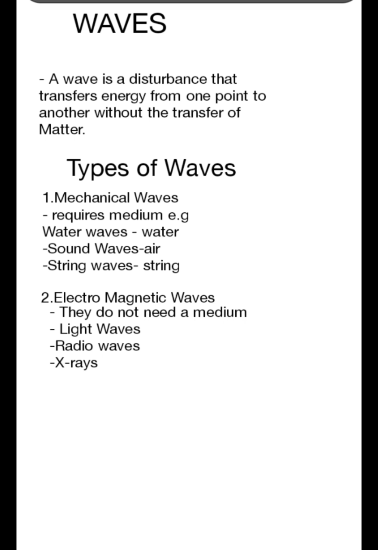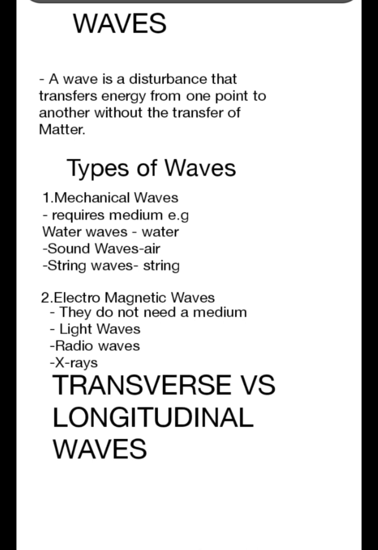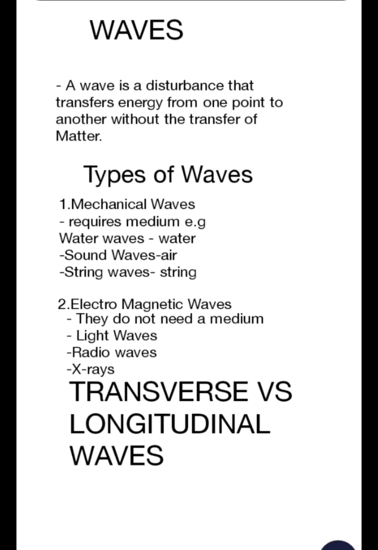Now we are going to talk about another important thing, which is the classes of waves. Waves can either be transverse or longitudinal waves. So transverse versus longitudinal waves. When we are talking about transverse waves, here particles vibrate perpendicular to the direction of wave motion. So as I said, transverse waves vibrate perpendicular to the direction of wave motion. The example we can give is a wave on a string.